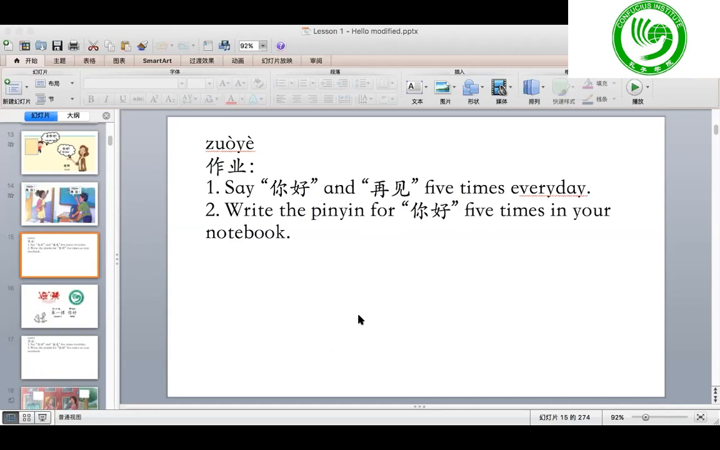Now let us try to write down the pinyin for 你好 together. How to write 你好, the pinyin? Yes, it is 你好. You can write it down right now. Yes, it is 你好.